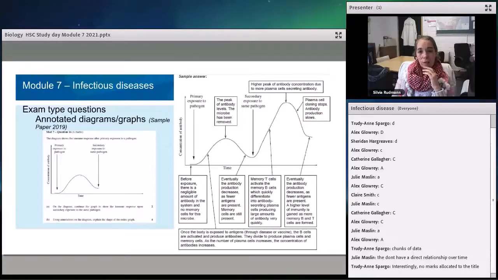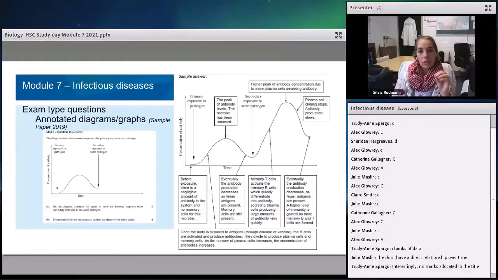Another extremely important one that I went through at the beginning of the day was the annotated diagrams and graphs. This is coming from the 2019 paper, and you can see the graph was just drawn, then you have to continue drawing the graph and annotate it. It is a very tricky question, right?